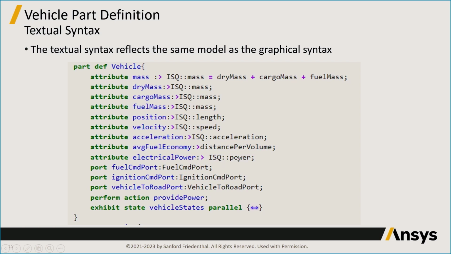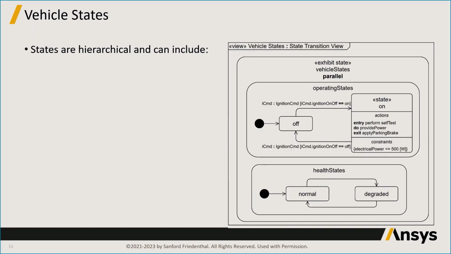So here are the vehicle states using the graphical syntax. You can see the name vehicle states here. It's the same as the name in the textual syntax on the previous slide. The keyword parallel indicates that the child states are concurrent states. So you're going to be in an operating state and a health state at the same time.